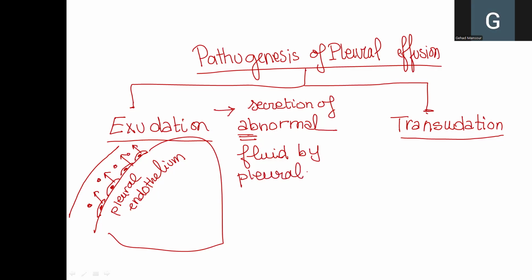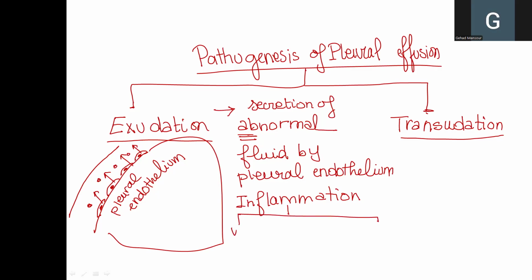Why do the cells of the pleural endothelium secrete abnormal fluid? It's due to inflammation. And this inflammation might be viral inflammation, or bacterial inflammation, or it might even be inflammation due to invasion by cancer cells. In all these conditions, there will be an active secretion into the pleural space.